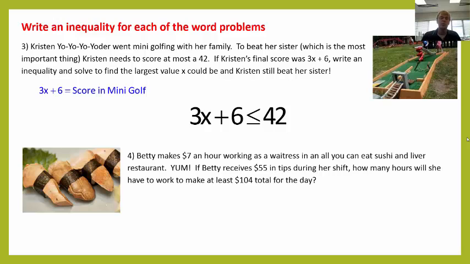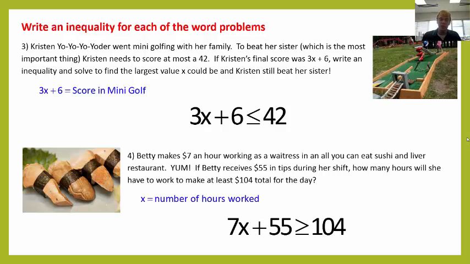So the first one is very similar to number 2. That 3x plus 6 is given to us as an expression, and that's her score. Well, she needs to have a score of at most 42, which means we know it's less than or equal to, so 3x plus 6 is less than or equal to 42. Number 4 is a little trickier. Betty gets $7 per hour, and she gets $55 in tips. If x is the number of hours she works, that means 7 times x, the dollars times the number of hours, plus the $55 in tips is going to be how much money she makes. And we want that to be at least, so greater than or equal to $104. So 7x plus 55 is greater than or equal to 104.